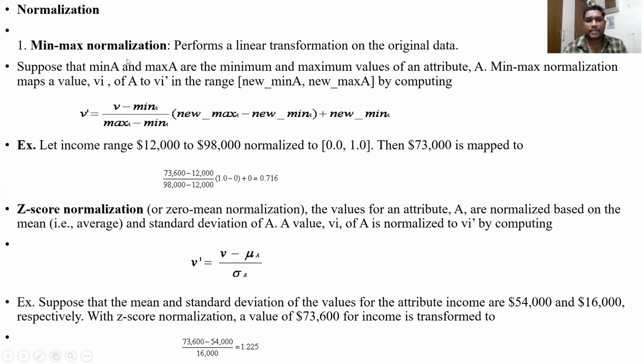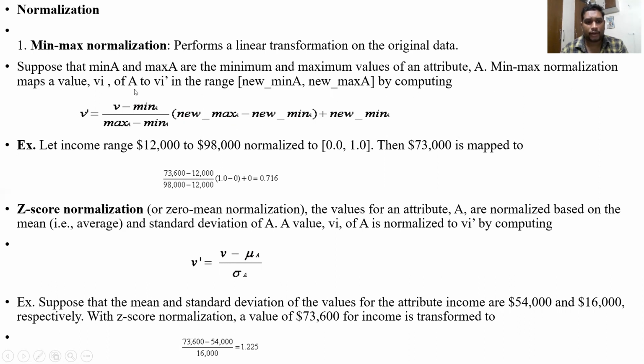First one is min-max normalization. It performs a linear transformation on the original data. You have an old data set; if you apply min-max normalization, you are performing a linear transformation on the original data. Suppose that we have two values, min A and max A, the minimum and maximum values of attribute A. Min-max normalization maps a value vi of A to vi' in the new range new min A, new max A by computing.